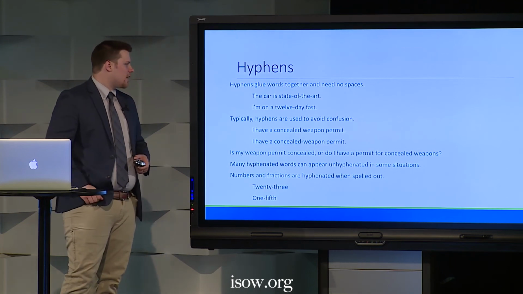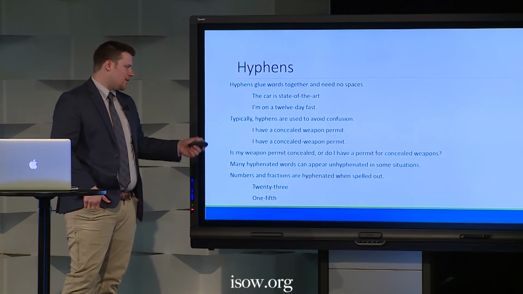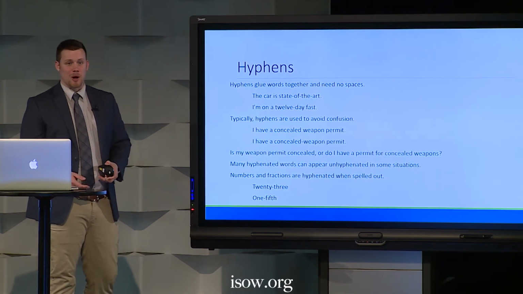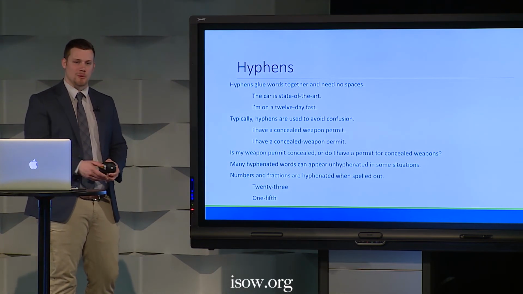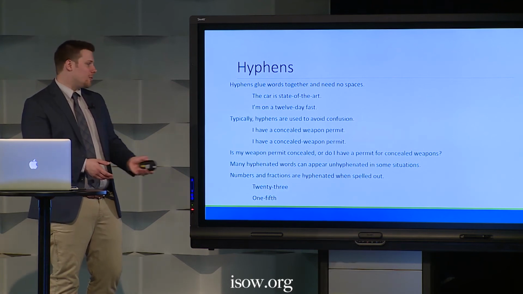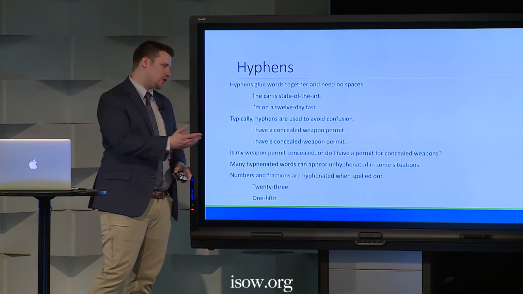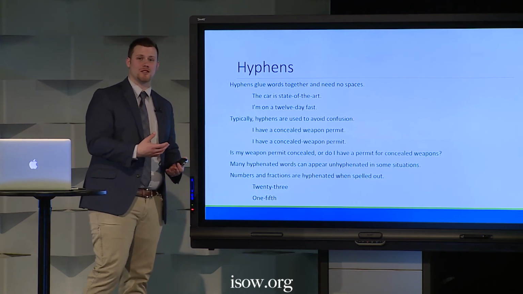So I might say, I have a concealed weapon permit, or I have a concealed-weapon permit. You don't know if I'm talking about my weapon permit being concealed, or a permit for a concealed weapon. So you might not always hyphenate "concealed weapon," but in this case, because it's describing the permit, you kind of need to. Otherwise, it's going to be ambiguous.